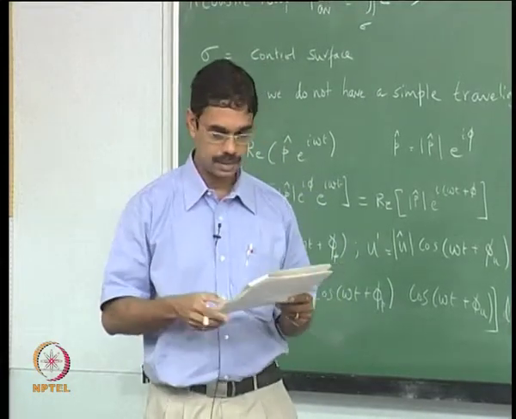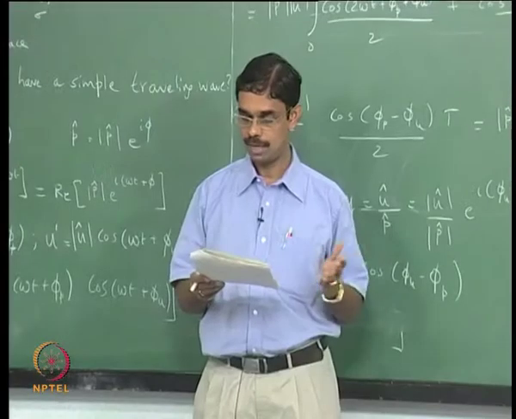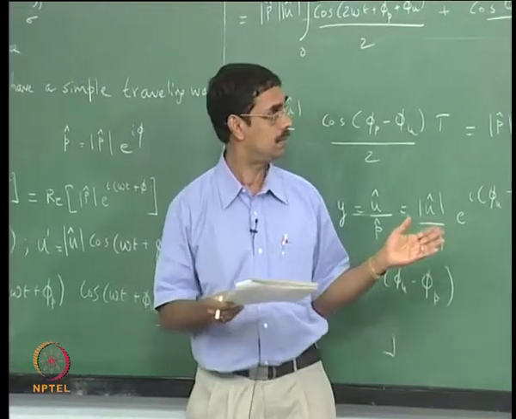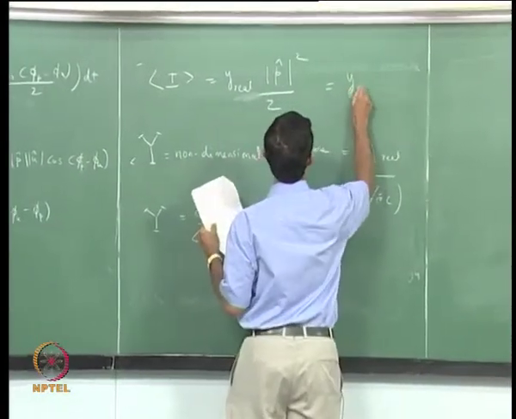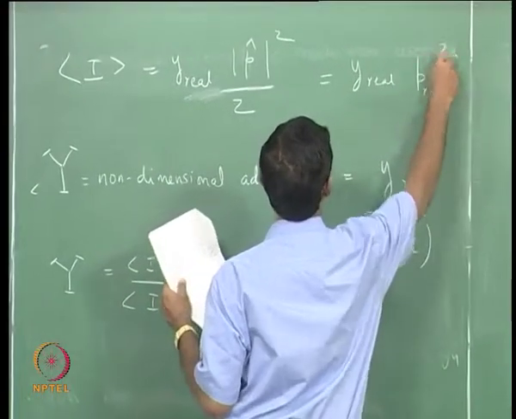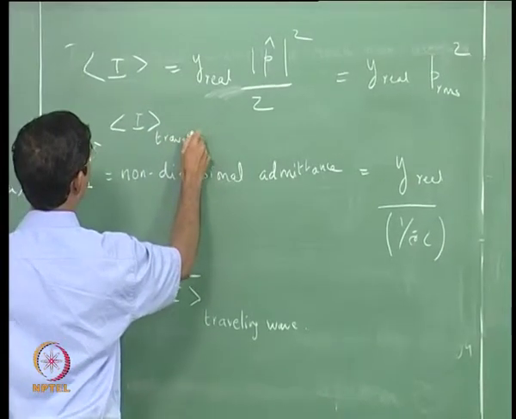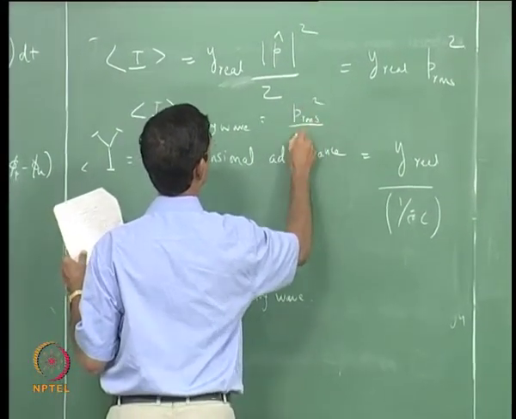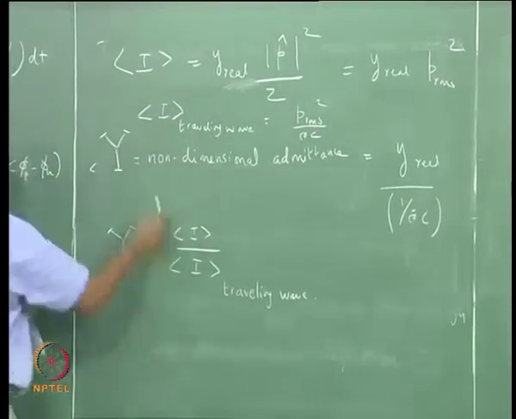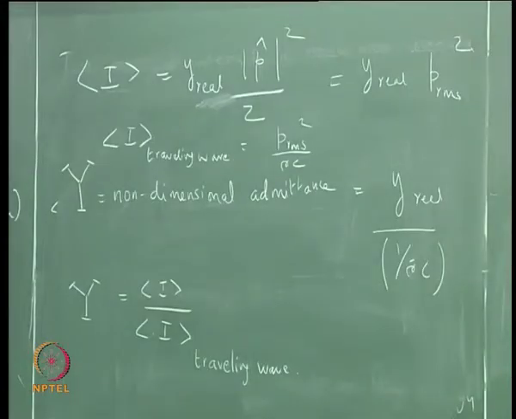So in summary, for a traveling wave, the intensity I will be p RMS squared over rho c, as we saw. And for a general wave, it will be Y real times p RMS squared, that we saw. And we know that I for a traveling wave is equal to p RMS squared by rho c. So if you take the ratio of I over I traveling wave, you will actually get Y divided by 1 over rho c, which is like a non-dimensional admittance. So 1 over rho c is like a reference value.